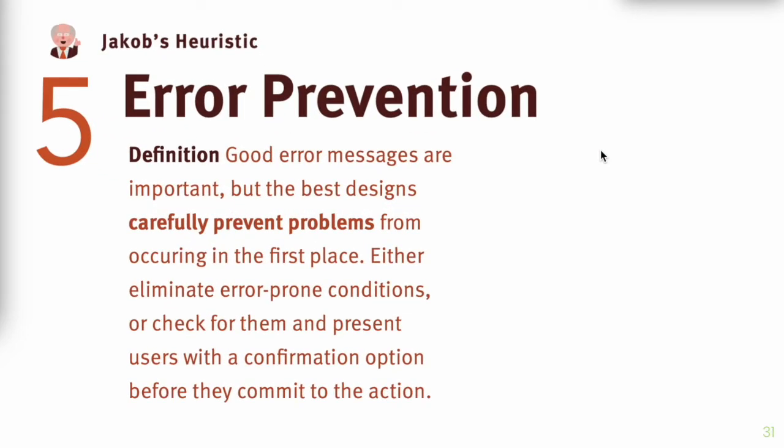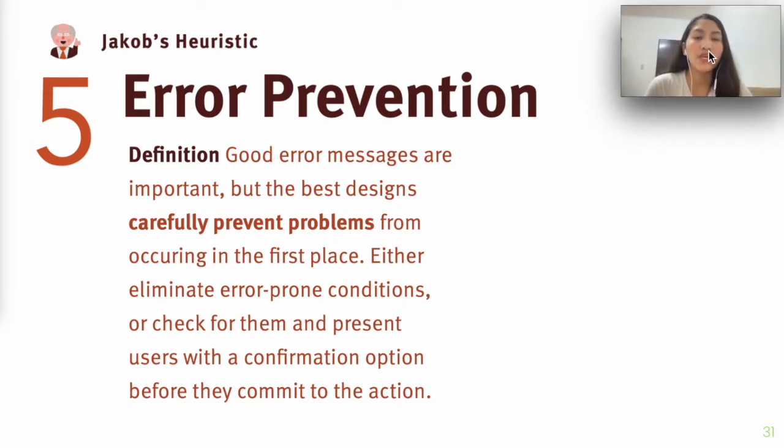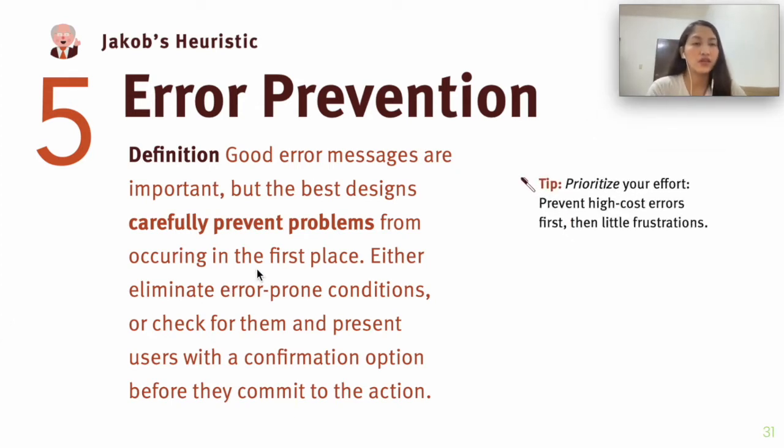So the fifth heuristic is error prevention. It's like the previous heuristic, but the difference is that good error messages are important, but the best designs carefully prevent problems. So this is the difference from the other one. If you can avoid the mistakes of users, that's the better option. Either eliminate error-prone conditions or check for them and present users with a confirmation option before they commit to the action.